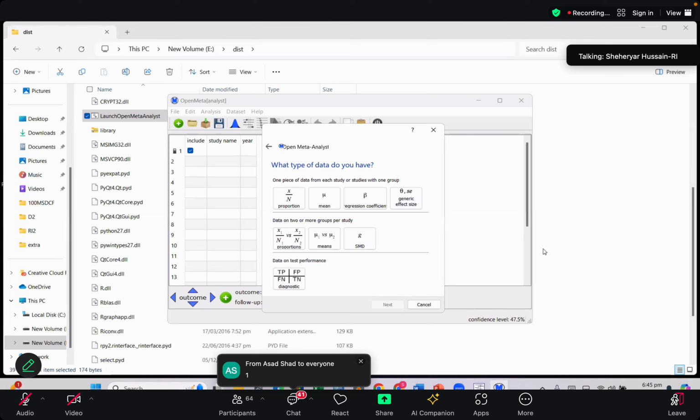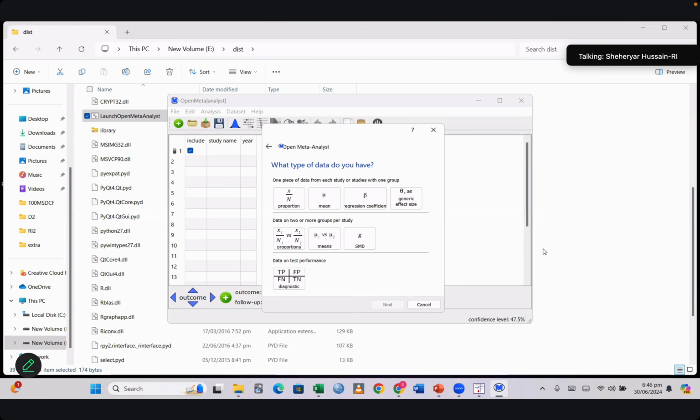Whenever we are conducting a single arm meta-analysis, we have just a single group. We do not have a control group. Right now, I'll show you. Let's take an example of patients who underwent thyroid surgery, and we are going to assess the bleeding risk, the bleeding rate in them.